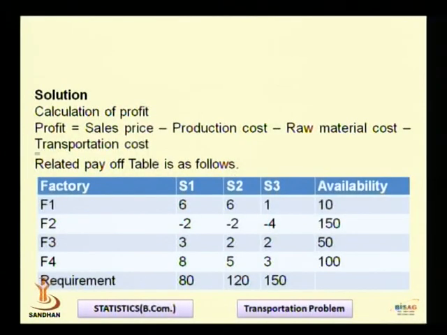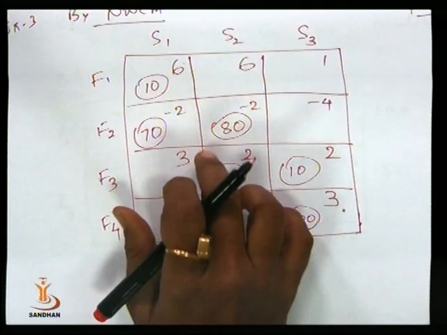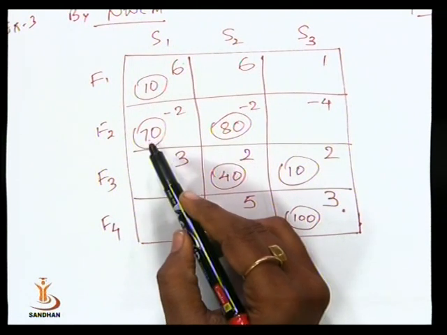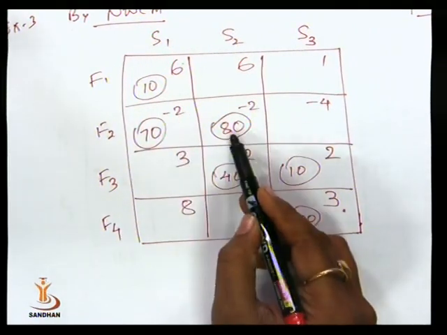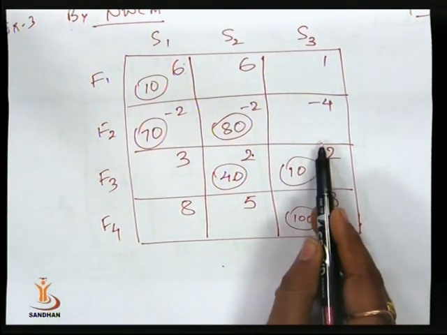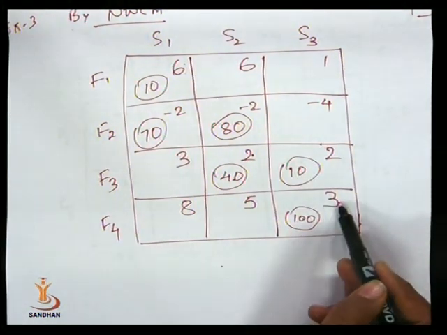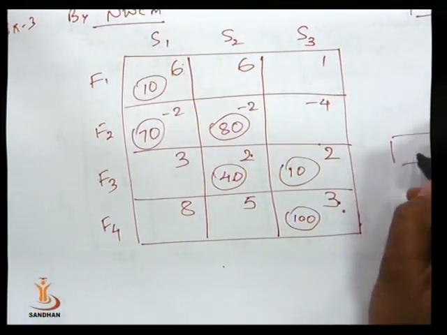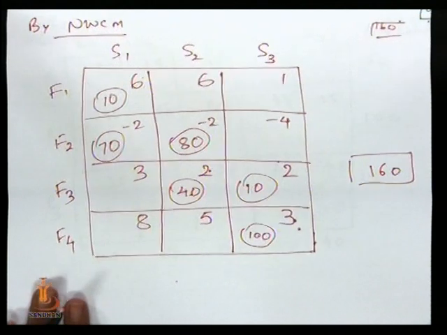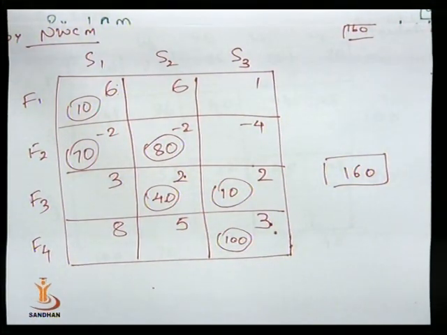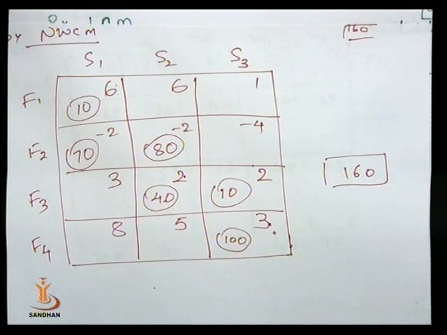So now our aim is to maximize the profit. 10 multiplied with 6, 70 multiplied with minus 2, 80 multiplied with minus 2, 40 multiplied with 2, 10 multiplied with 2 and 100 multiplied with 3. We get maximum profit as 160 by the northwest method. So these are the 3 types of problem we studied by the northwest corner rule method.